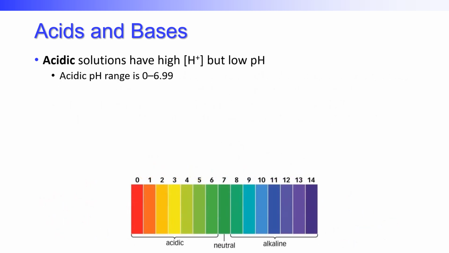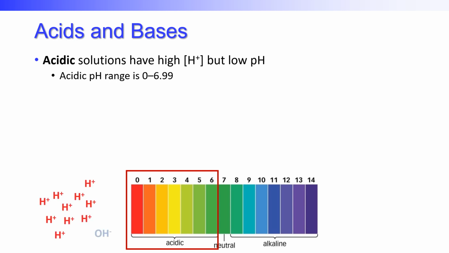So like I just said, if we're talking about an acidic solution, this is going to have a high concentration of hydrogen ions, but it's going to be a low pH number. So that's going to be the scale on the left end of the spectrum. And this is typically the confusing part for a lot of students, because you think if you have a high pH, you're going to have a high number. But actually, if you have a high acidity, you're going to have a low number. So the closer you get to 0, the more hydrogens you're going to have.